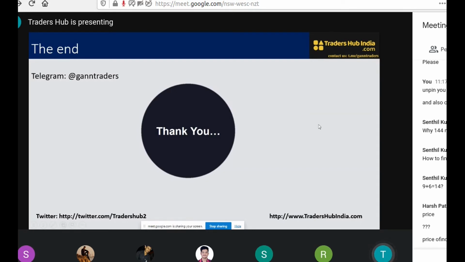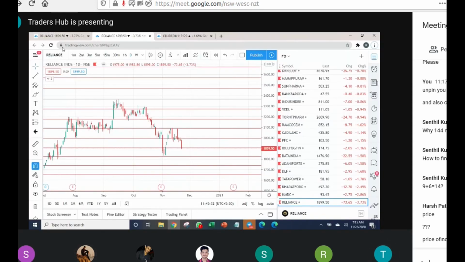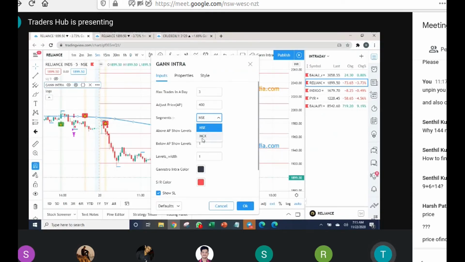You can unmute and ask a question. So this is the indicator. It is for both NSE and MCX. It will behave differently for MCX and NSE.